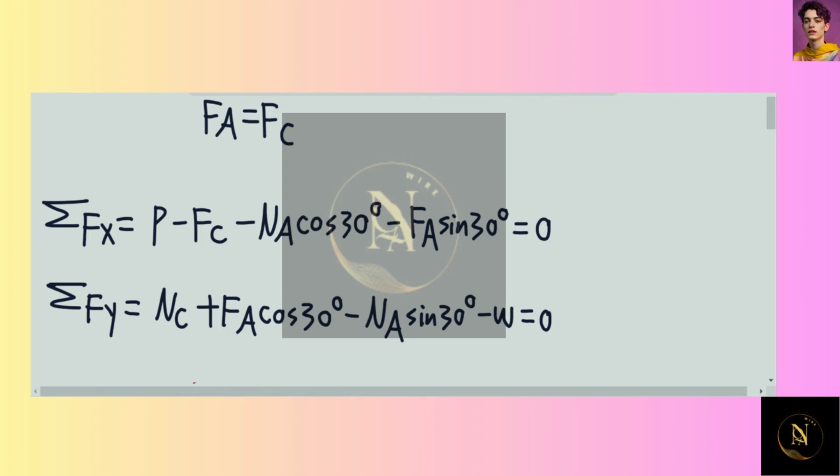And along the y direction, we have Nc plus Fa cosine 30 degree minus Na sine 30 degree minus W is equal to 0. W here is the gravity of the roller.